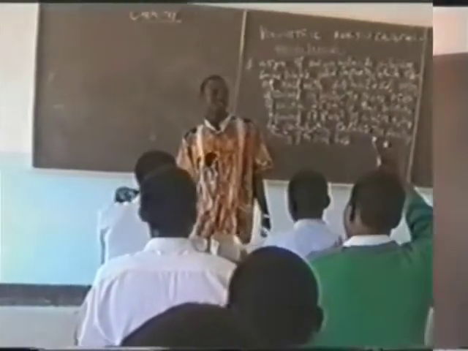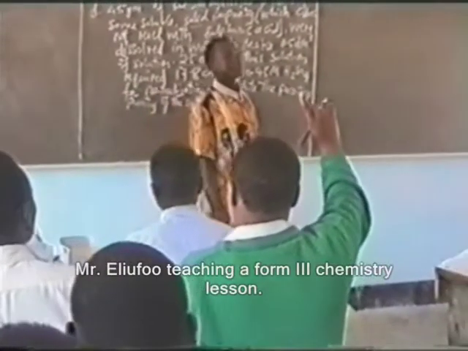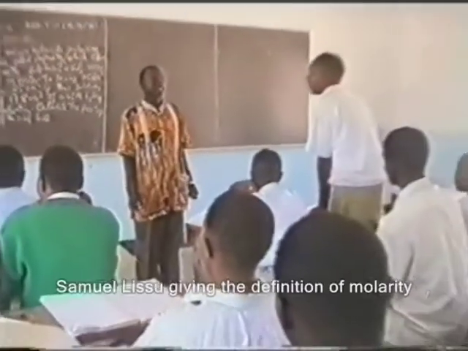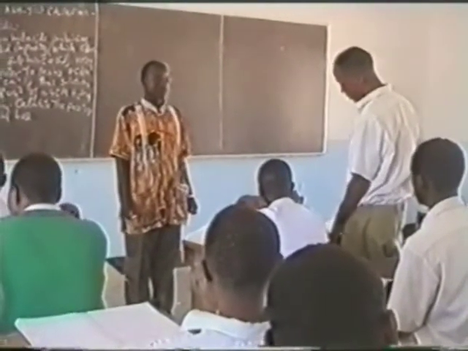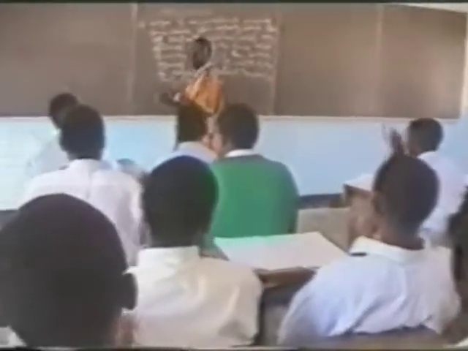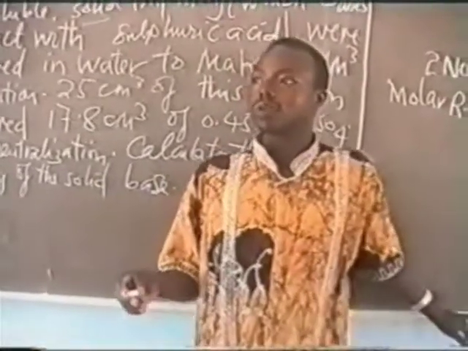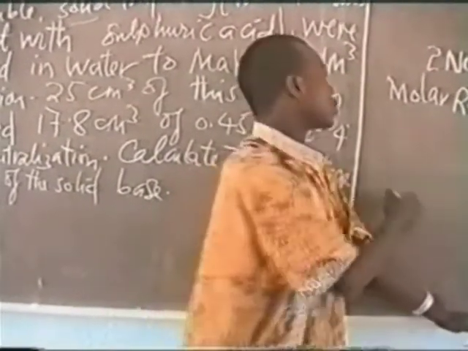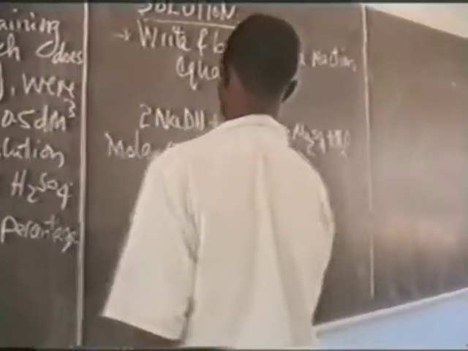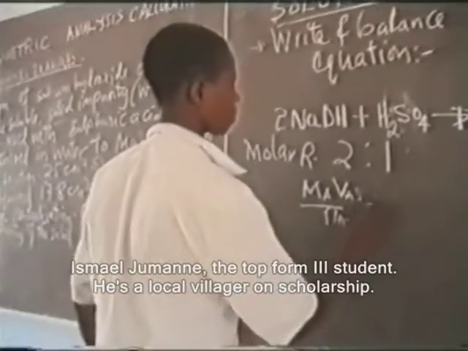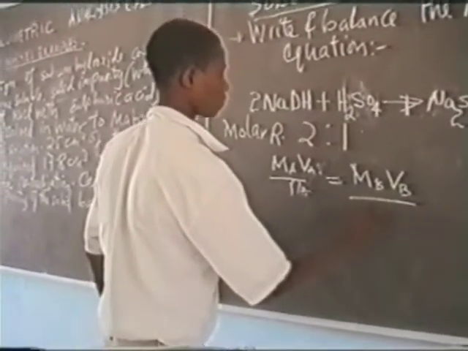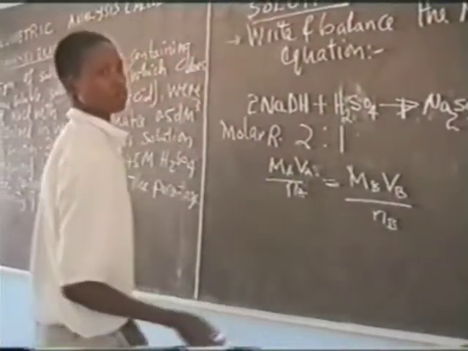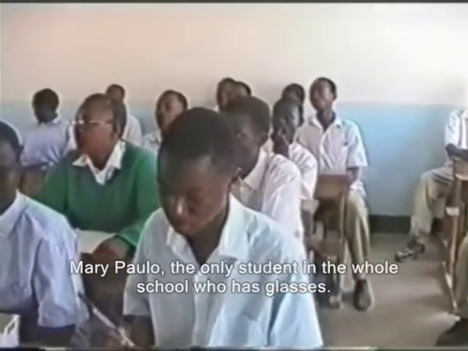We can start. That is the molarity. Number of moles of substance present in 1 liter of solution. Good. Which relationship are we going to use? Who can write the relationship which can be used in this calculation? Okay, thank you very much. What is the molarity of B? Mary.